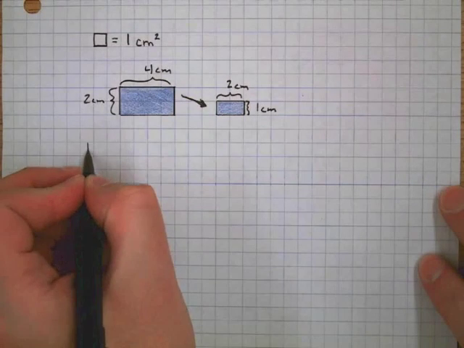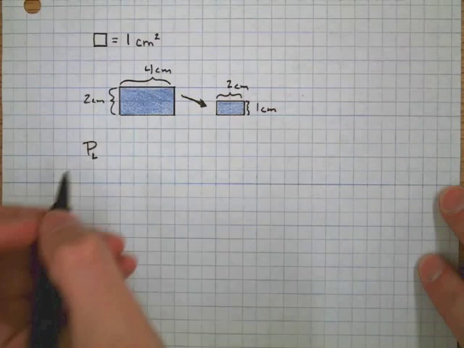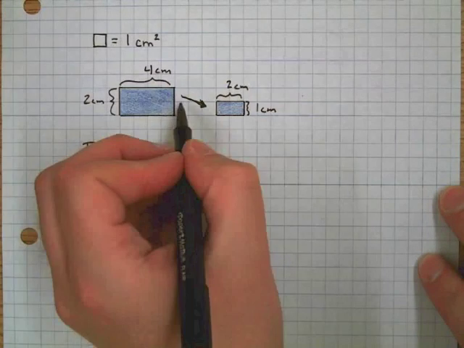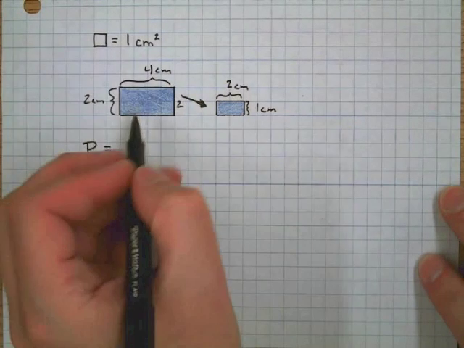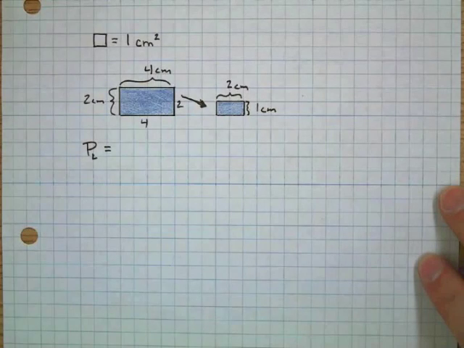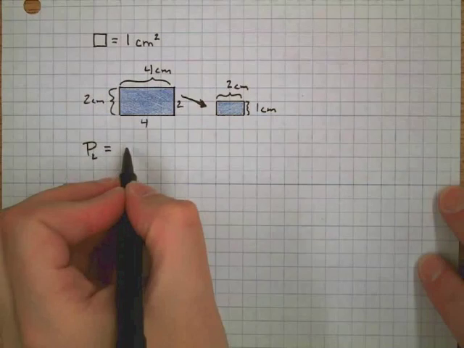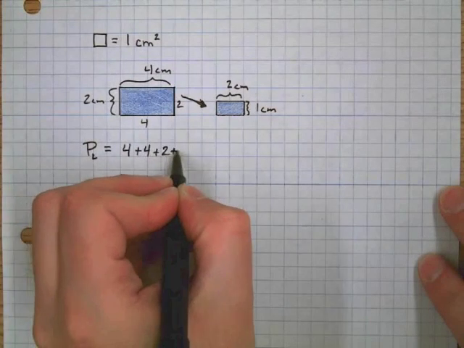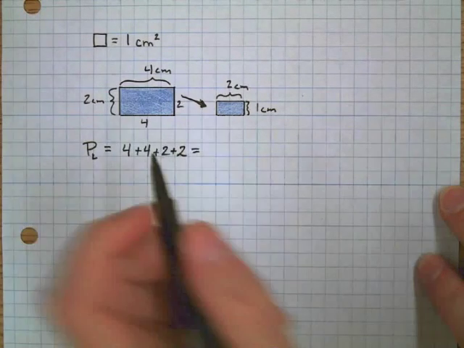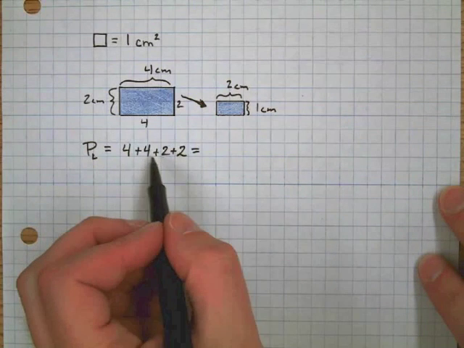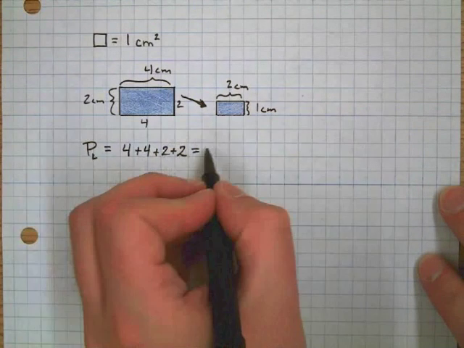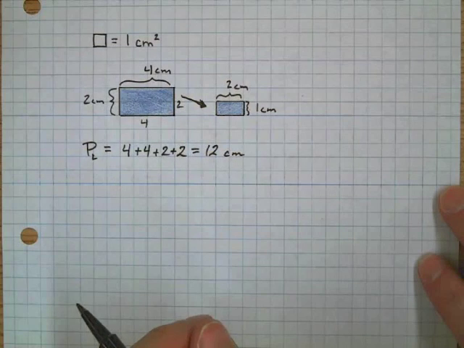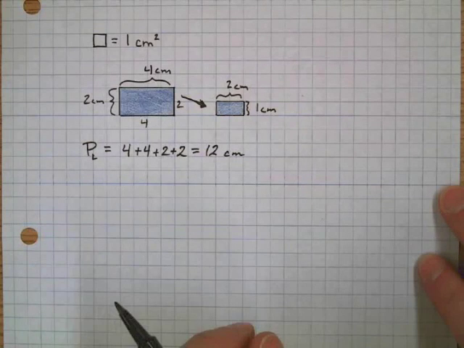So let's first take a look at perimeter, and we'll take a look at the perimeter of the large rectangle first. And if we know that this is 2, then that means that this is 2 here. If we know this is 4, then this is 4, since it is a rectangle. And we could say that 4 plus 2 plus 2, and that all together is going to give us 8, 10, and 12 centimeters. So the perimeter of the large rectangle is 12 centimeters.